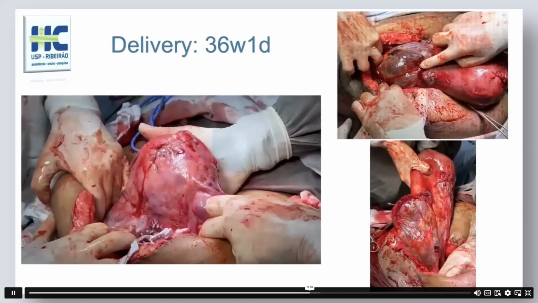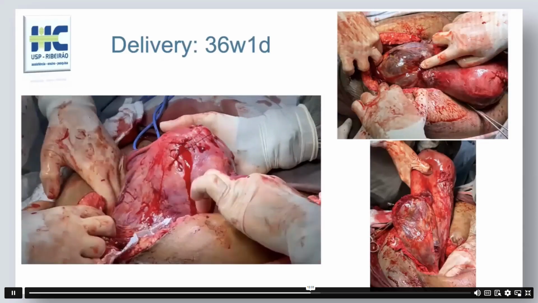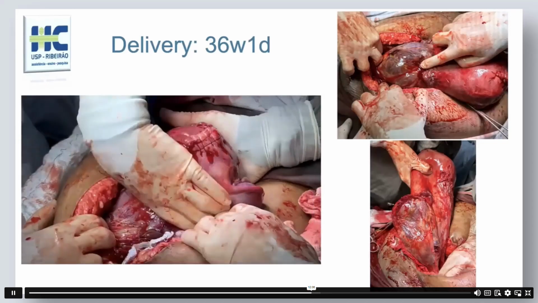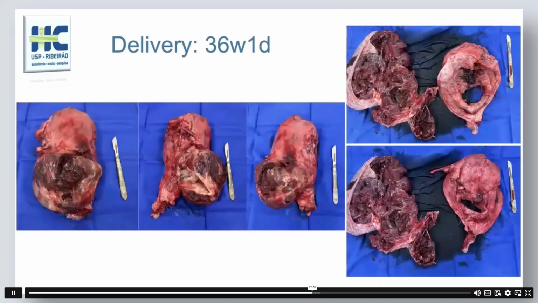And this was what we saw during the C-section, a really bad case of accreta. And this is the gross anatomy of the specimen after hysterectomy. We don't need to do hysterectomy in all cases. There are many cases that we can do conservative management, but imagine if we haven't seen this before delivery.